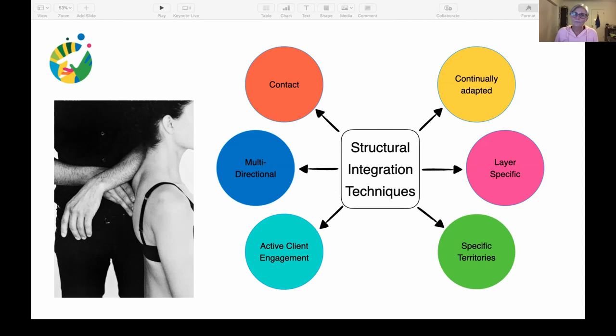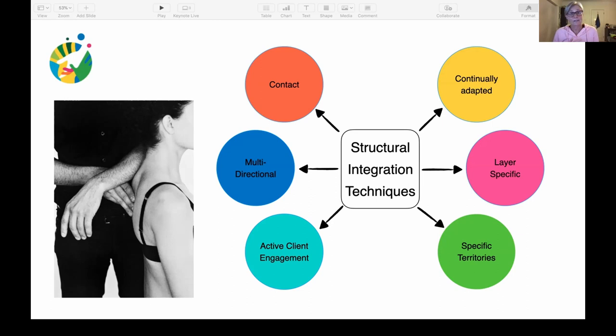And the last one is that we work specific territories. Some of these are quite different to other manual therapies, like the intermuscular septa, so working in between the adductor muscles, perhaps. Or if you're trained with the Anatomy Trains, it may be working the superficial back line, for instance, or just specific lines of tension.